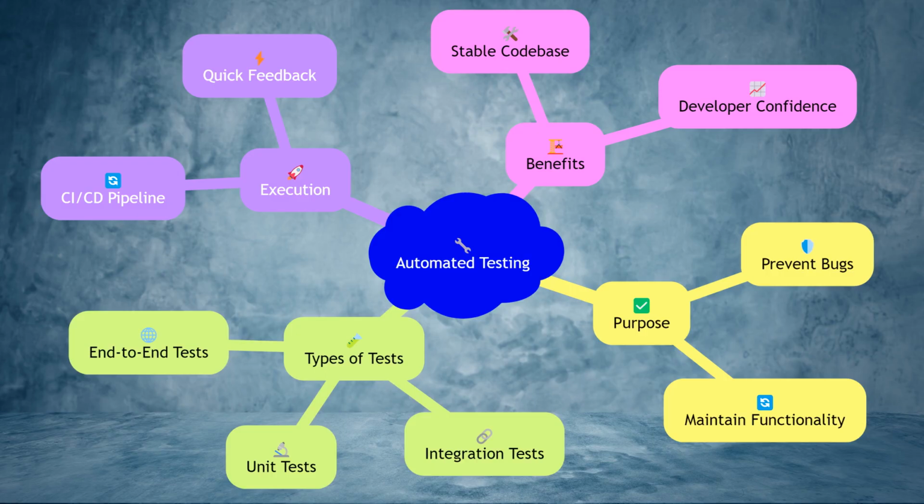Automated testing is another critical branch policy. By requiring that all tests pass before merging, teams can ensure that new code does not introduce bugs or break existing functionality. Automated tests can include unit tests, integration tests, and end-to-end tests. These tests run automatically in the CI/CD pipeline, providing quick feedback to developers and helping maintain a stable codebase.